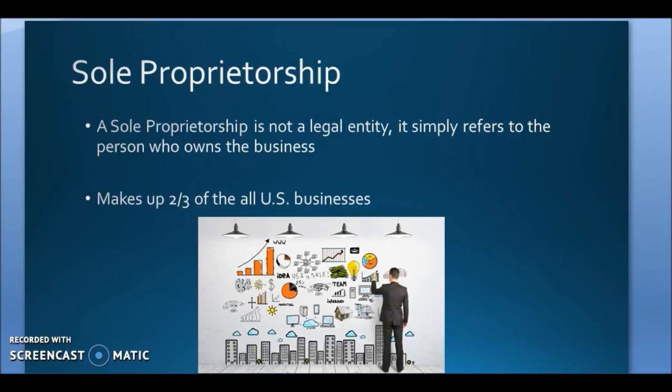We'll be talking about that in a few minutes under the disadvantages, as unlimited liability. But it's interesting to note that 2/3 of all of the businesses in the United States are actually sole proprietorships. And so they make up a huge part of the businesses that are in the United States.